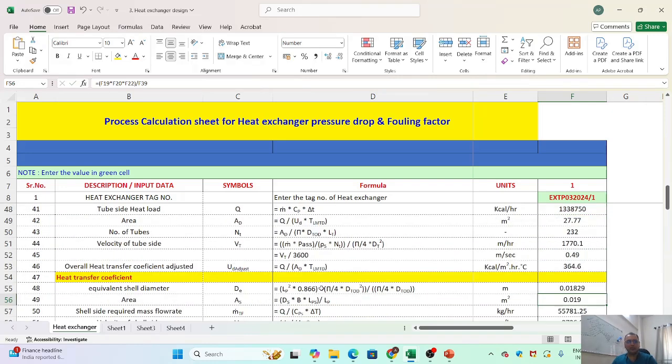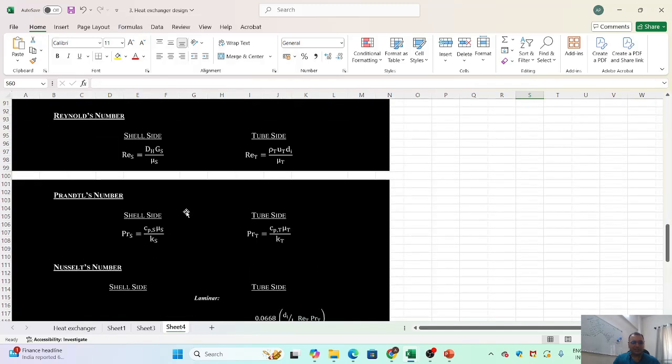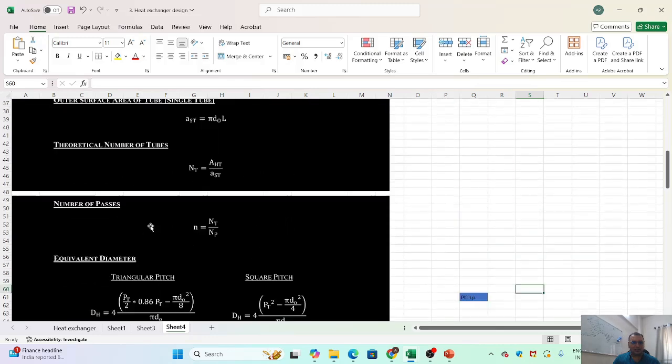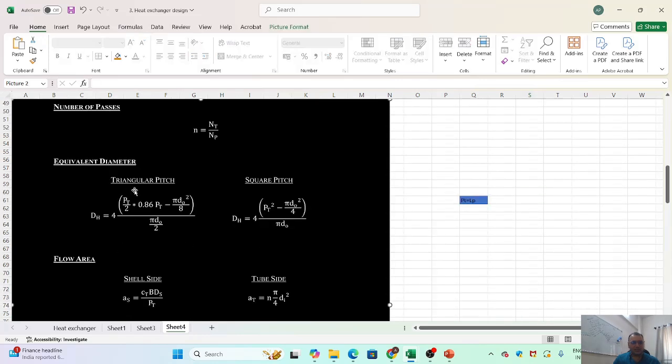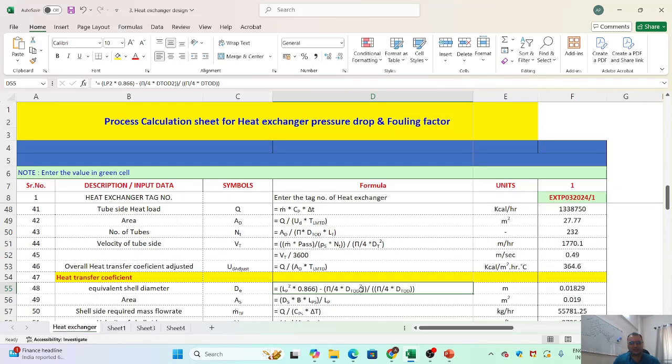By the way, just one thing to remember, the equivalent shell diameter formula here, P squared into 0.866 minus pi by 4 D0 (OD) squared, the whole formula, this formula actually refers to a triangular pitch. So I have given some standard formulas here in sheet 4 on bottom side. So let me just show you. Okay. So you can see a triangular pitch. This is a triangular pitch formula, which can be converted into the formula which is given. So if you are working with a square pitch, then you will have to change the formula accordingly. So this is a triangular pitch formula.